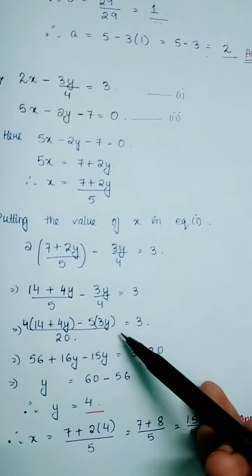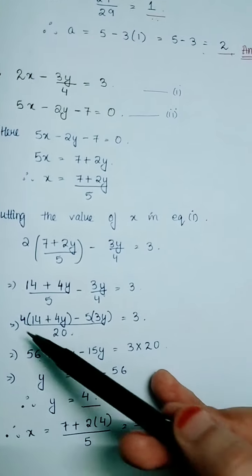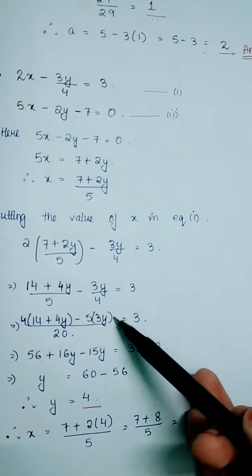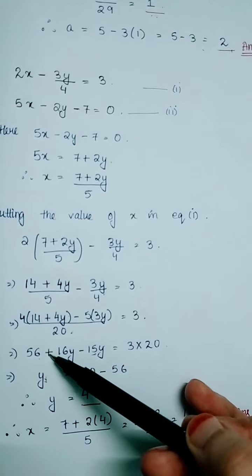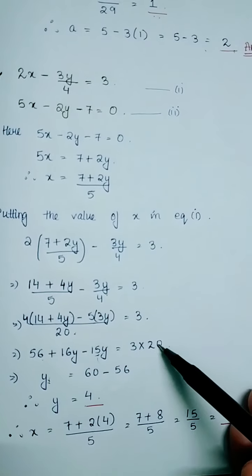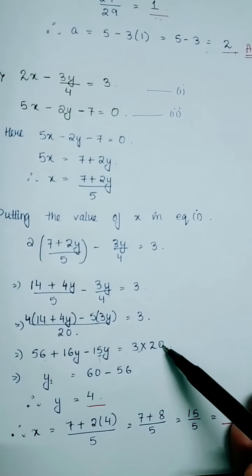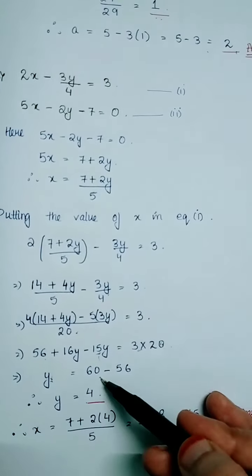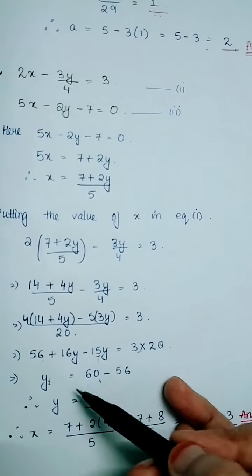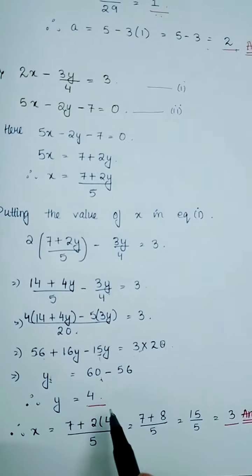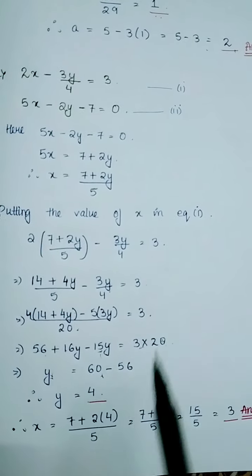Okay. So after multiplying 4 into 14, that is 56, 4 4s are 16y, 5 3s are 15y. So 16 minus 15 is 1, so y, and here this 56. The denominator 20 will be transposed to the other side, so it will become multiply. Now 3 into 20 is 60, and this 56 will be shifted, it will become negative. So 60 minus 56, that is y is equal to 4.